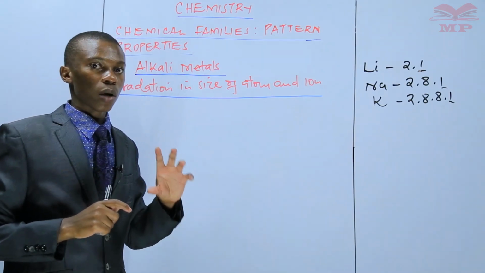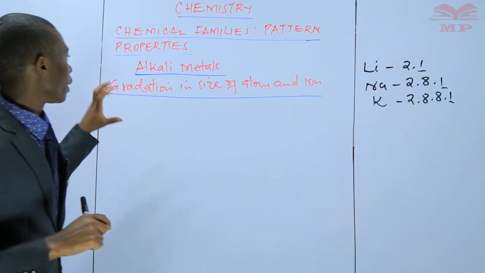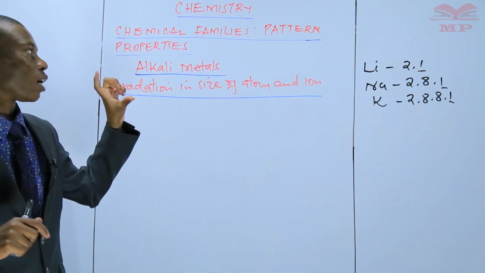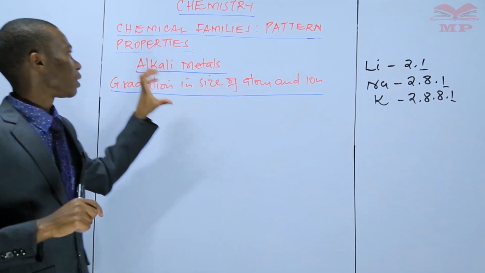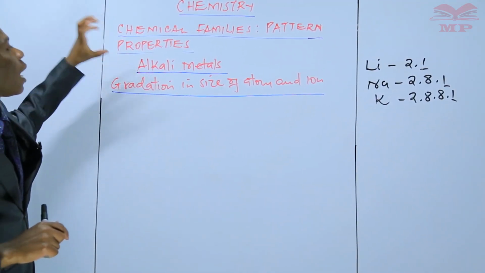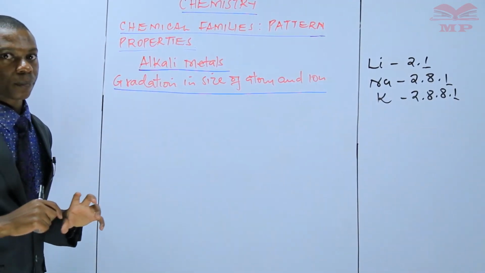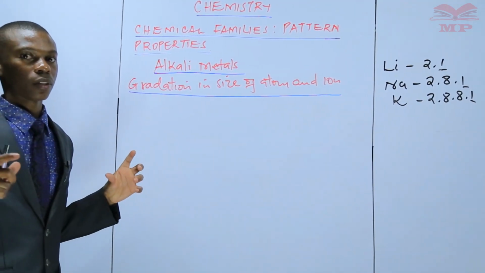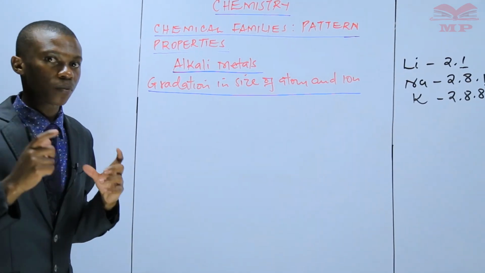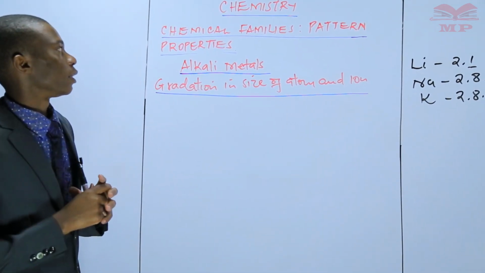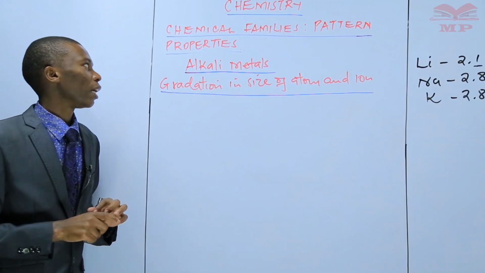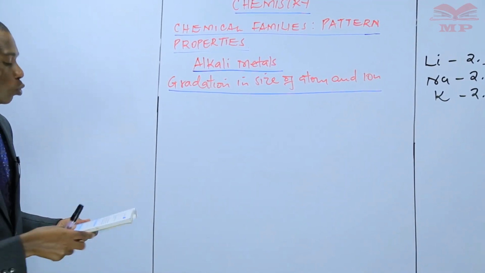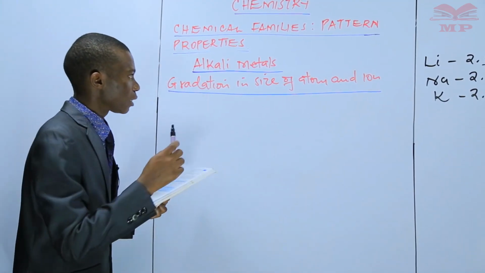In this lesson, I want us to discuss the gradation in size of atom and ion. Remember, this is gradation in size of atom and ion of alkali metals. Gradation just means there is a systematic progression in the size of atoms and ions in group 1 elements. And I will explain this using a table which I'm going to draw for you so that we discuss it from there.